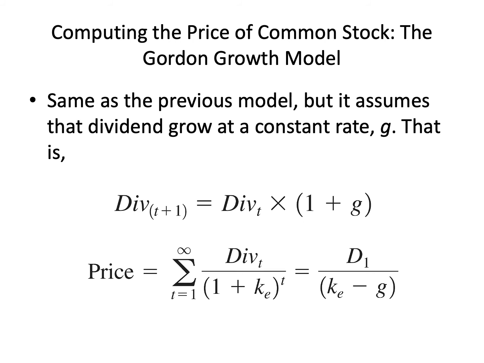Same as the previous model, but it assumes that dividends will grow at a constant rate g. That is, the dividend in t plus 1 will be the dividend in t multiplied by 1 plus this constant growth rate. So the price is going to be the sum from year 1 to infinity of the dividend in year t discounted by the rate of discount in year t, which is going to be rearranged as the dividend in year 1 divided by the discount rate minus the growth rate expected, as long as the growth rate is assumed at some constant level.